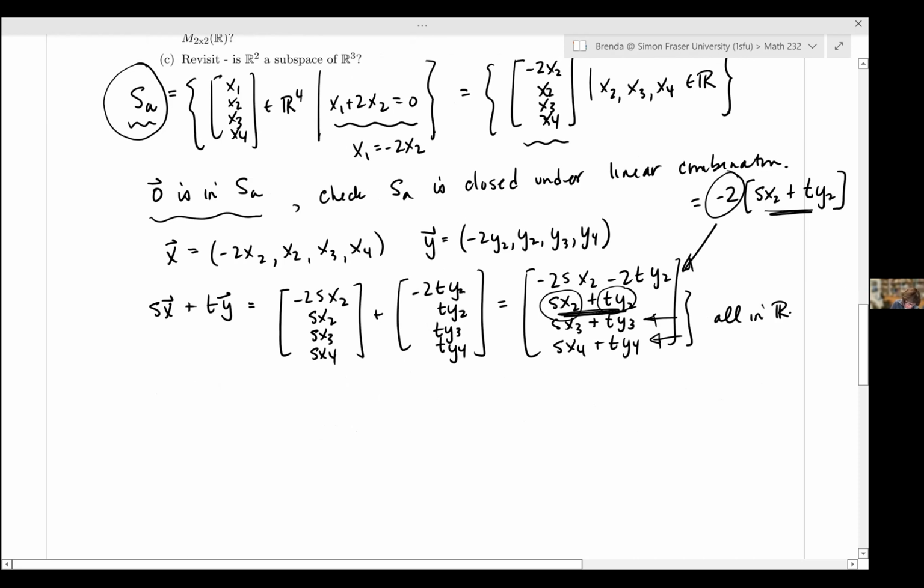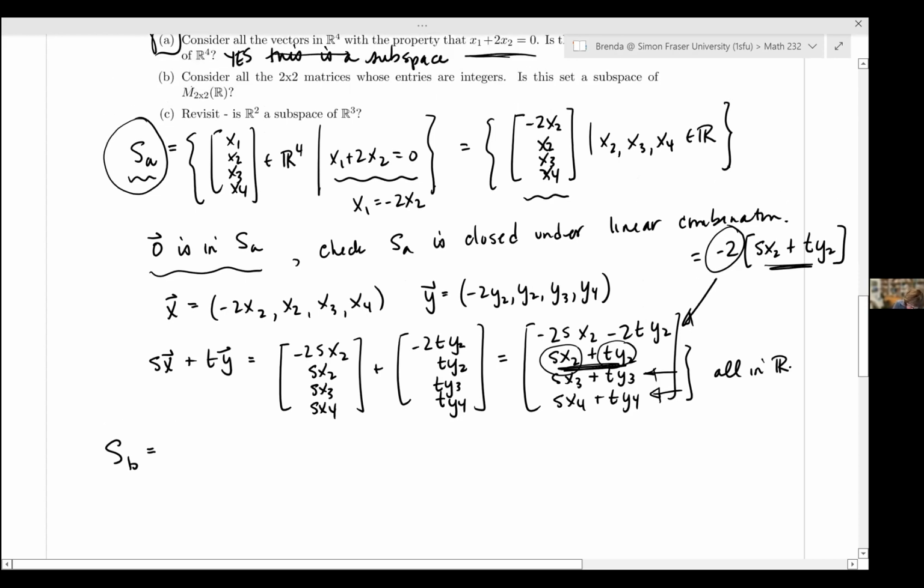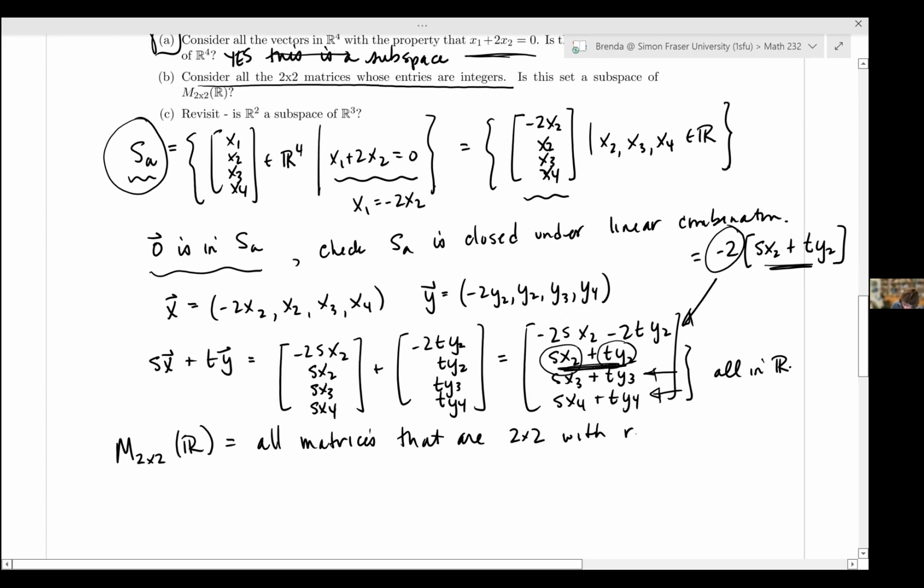Okay, let's try B. SB, the second set there, we're going to look at all matrices. Let's think about this. What is M2 by 2 R? This is equal to all matrices that are 2 by 2, 2 rows, 2 columns with real entries. So we imagine this collection of all 2 by 2 matrices with real entries.